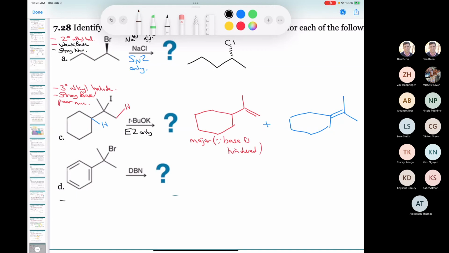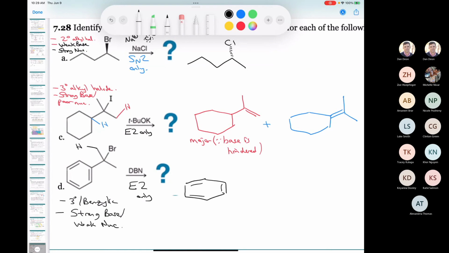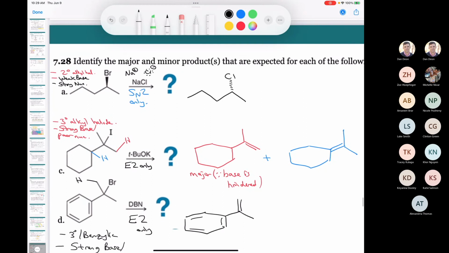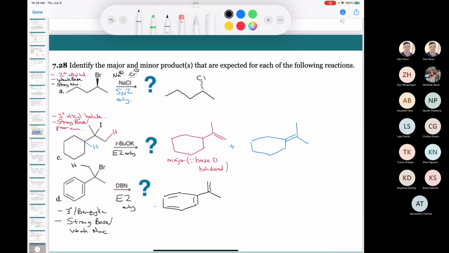The last one, we have a benzylic halide. It's tertiary and benzylic. But we have DBN, which we saw was a strong base, weak nucleophile. So we're not going to get any substitution here, only elimination. There's only one kind of beta proton, it's this one here, and therefore the only thing that can happen is the E2 reaction. So E2 only, and we're going to end up with this compound. That's the only product you would get in that specific reaction.